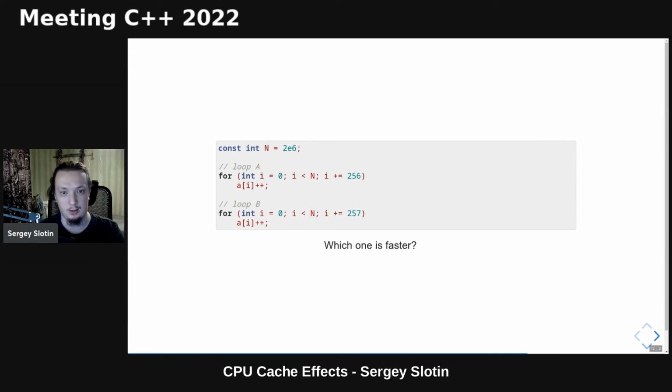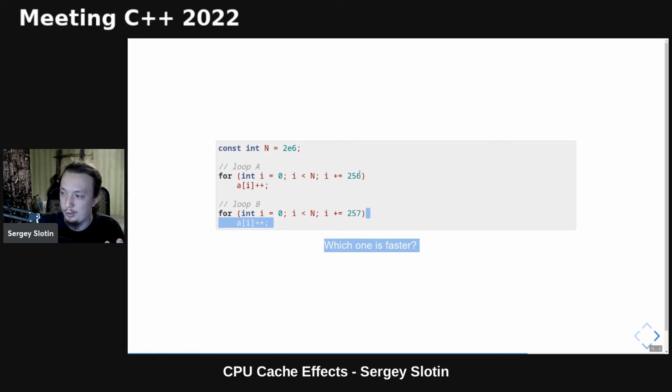Consider the same strided incrementing loop over an array of about 2 million elements that we used to measure bandwidth. But now we will use a step size not 1, not 16, but 256 and 257. So which one do you think will be faster to finish? Well, there are several considerations that come to mind. At first, you think that there shouldn't be much difference, or maybe that the second loop is 257 times or so faster because it does fewer iterations in total.